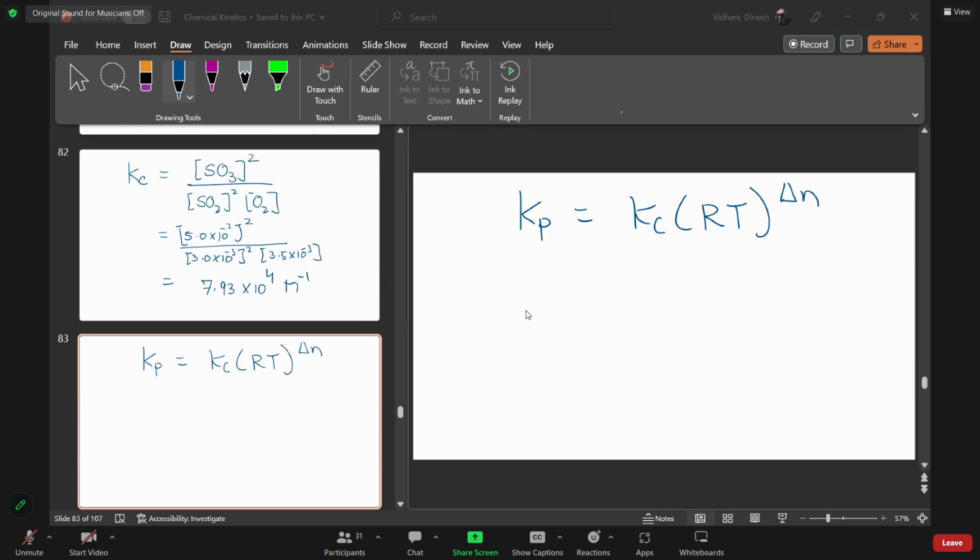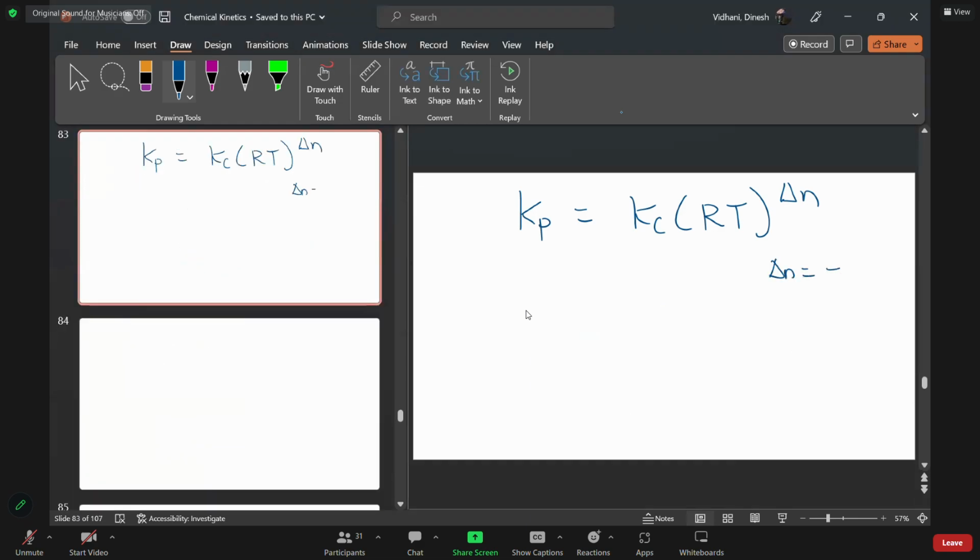So c plus d, which is the number of moles on the product side, in this case is 2 because you have 2 sulfur trioxides. And on the left side, you have 2 sulfur dioxide and 1 oxygen. So delta n equals -1. Now, can you find me this number?